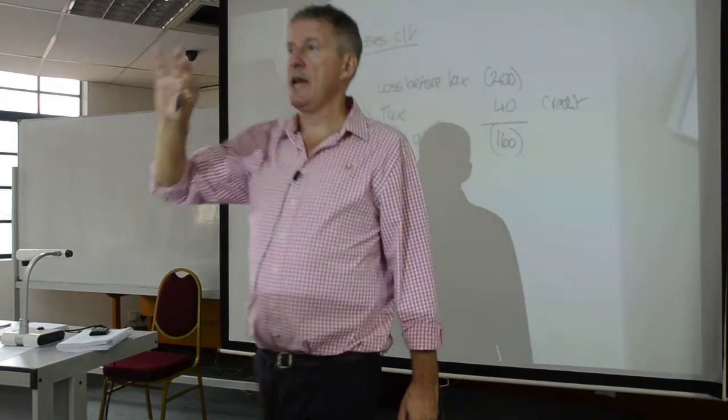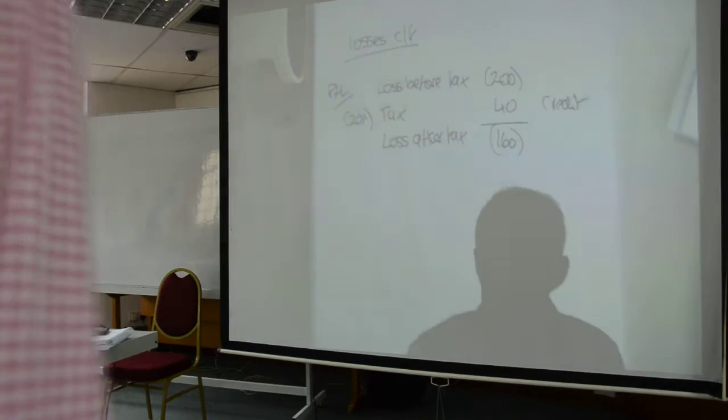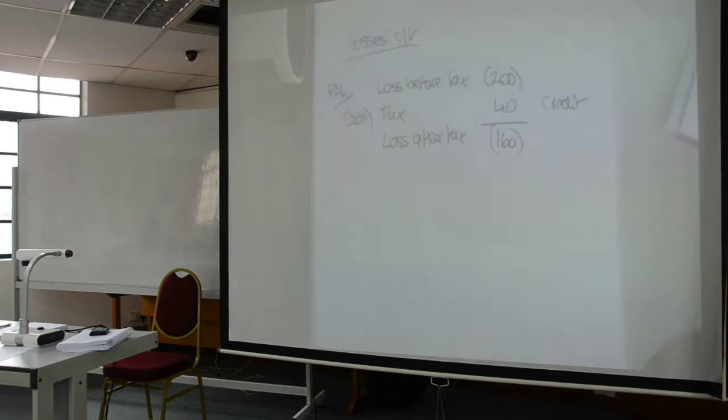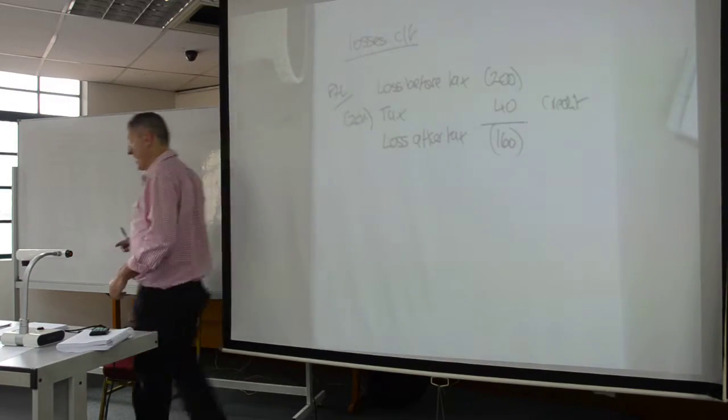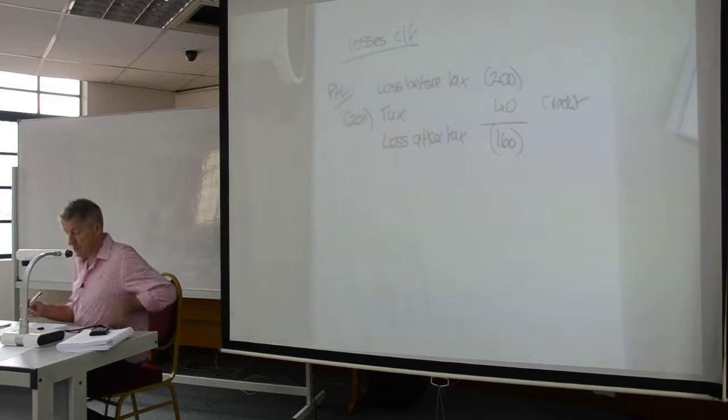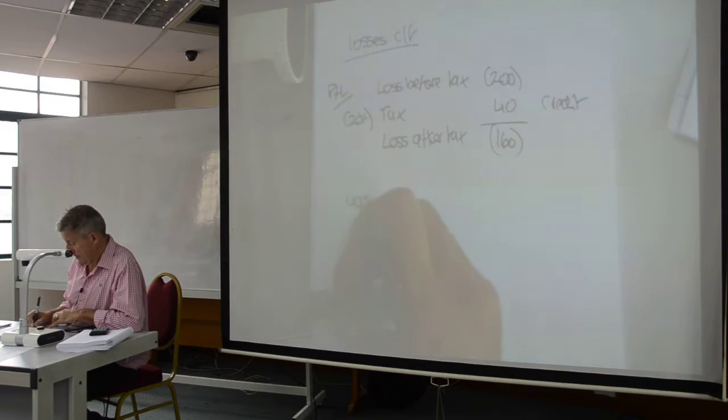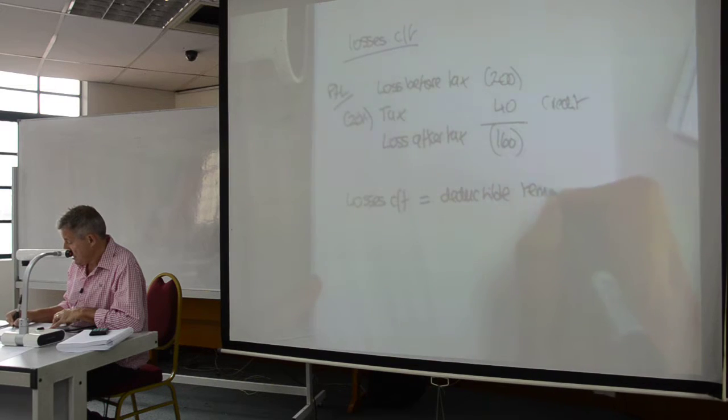So losses which are carried forward are a deductible temporary difference. Because losses carried forward have already been acknowledged in the financial statements, but have yet to be given a tax relief for taxation purposes. So they create a deductible temporary difference. Losses carried forward are a deductible temporary difference.